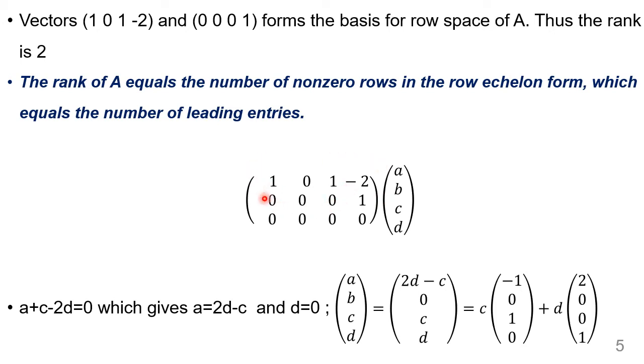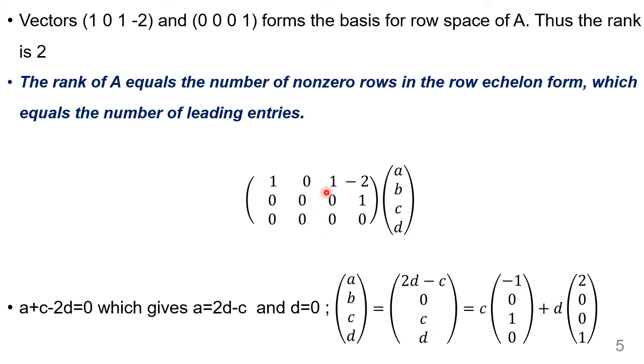Now, there are two rows with entries, and these two row vectors are called the basis for the row space of A. The vectors are 1, 0, 1, minus 2, which is the first row, and the second one is 0, 0, 0, 1, which is the second row. They form the basis for the row space of A.